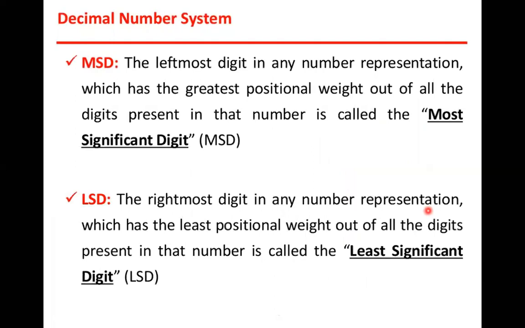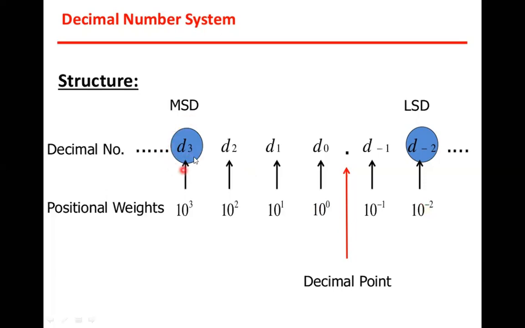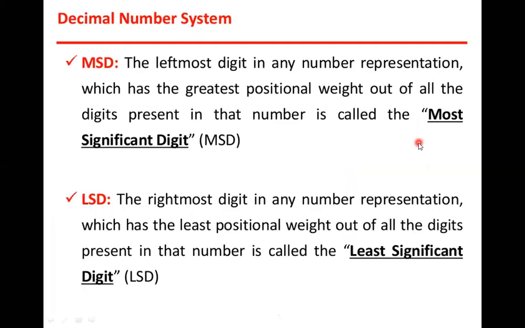What is MSD? The leftmost digit in any number representation, which has the greatest positional weight out of all the digits present in that number, is called the most significant digit. The rightmost digit, which has the least positional weight out of all the digits present in that number, is called the least significant digit. Further, we will refer to them as MSD and LSD, or MSB and LSB in the case of bits.